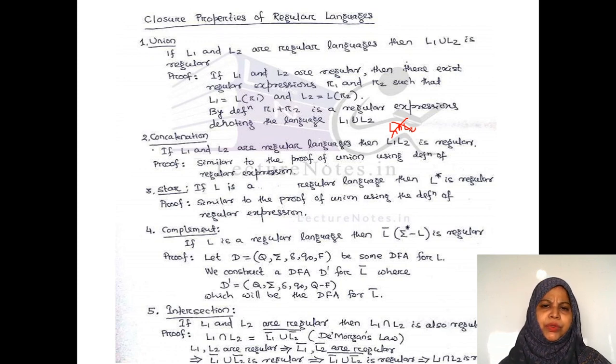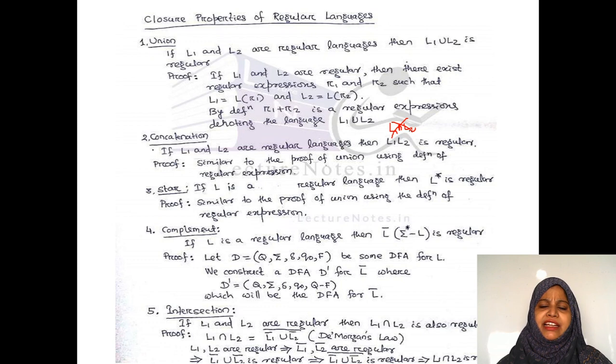If L1 and L2 are two regular languages. For example, if L1 is a regular language and L2 is a non-regular language, in that particular case L1 L2 is not a regular language. We say L1 L2 is a regular language only if L1 and L2 both are regular.